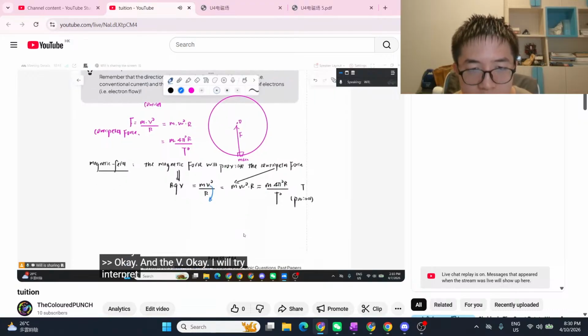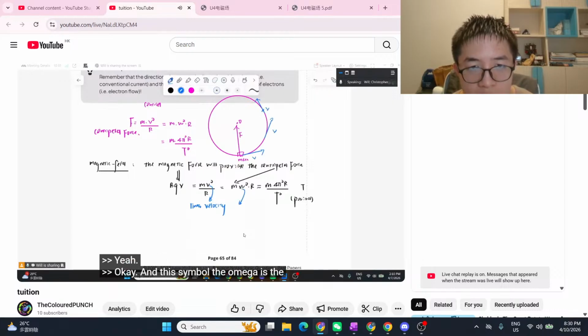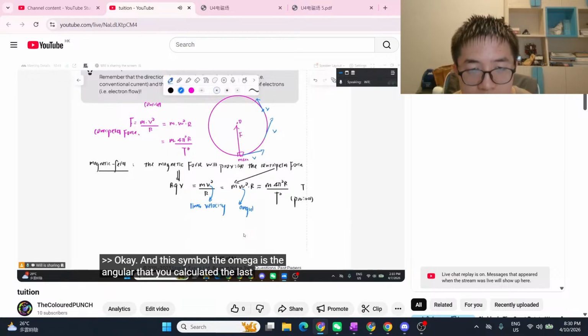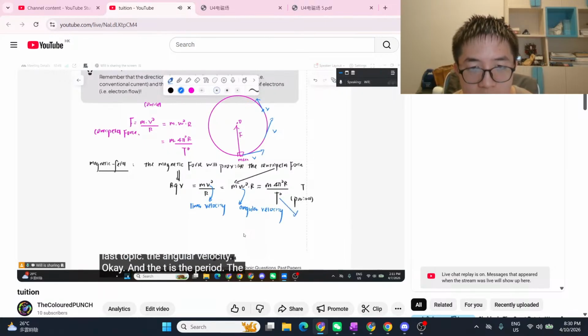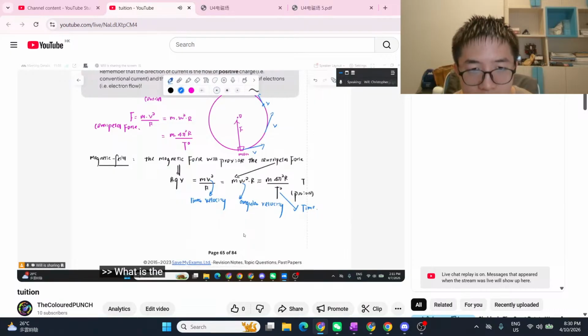I will interpret every symbol. The v is the velocity, which we call linear velocity, the velocity at every tangent point. The omega is the angular velocity that you calculated in the last topic. And T is the period, the time for one revolution of the circular motion.